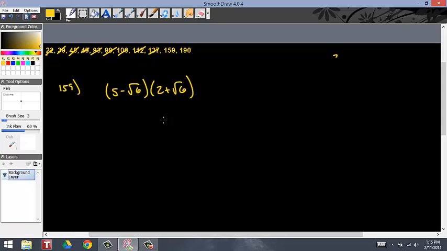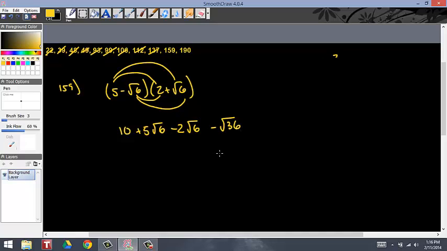Okay, it's a FOIL problem. First, 10. Outer, plus 5 rad 6. Inner, negative 2 rad 6. And then last, negative root 36. Well, these are going to combine. That is 3 rad 6. What is the square root of 36? Riley? 6. Now, it's not 6i this time because the negative's on the outside.